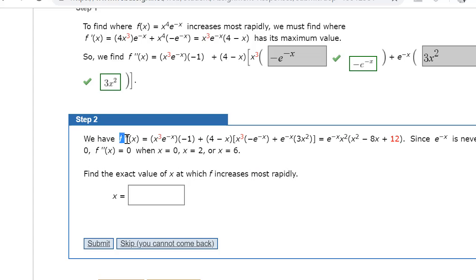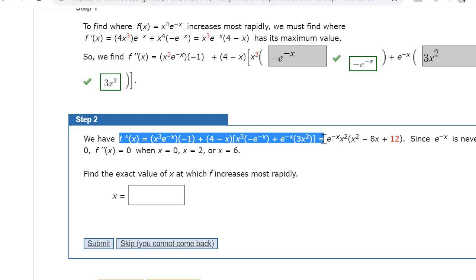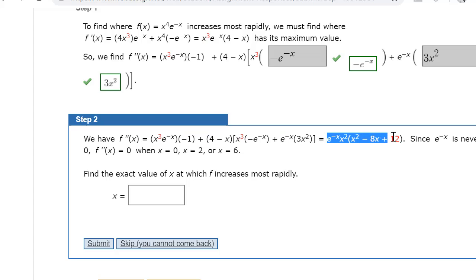so fortunately we have this factored out for us. This is our long-winded second derivative, but our second derivative reduces to a factor that looks like this in factored form. We have e to the negative x, x squared, and x squared minus 8x plus 12. And now we're going to set this equal to 0 to find the possible inflection points, and those are also going to be the possible places where it increases the fastest and decreases the fastest, etc.